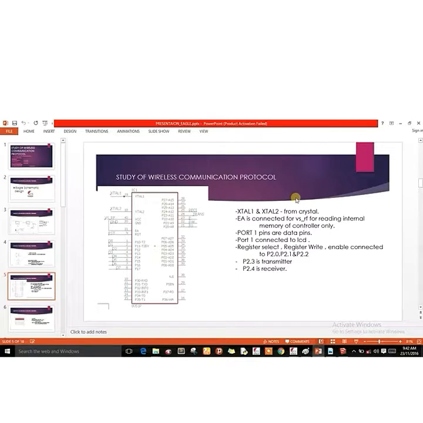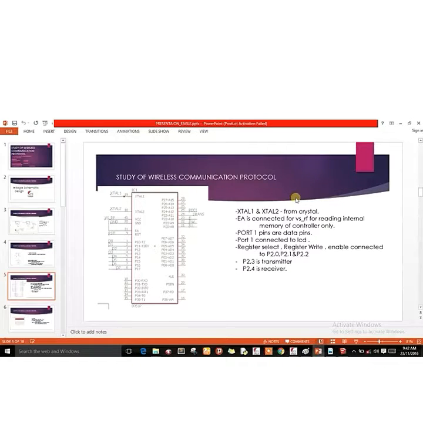Port 1 is connected to the data pins. Along with port pin 2.0, 2.1 and 2.2 are connected to RS, RW and enable pin respectively. P2.3 is our transmitter pin and P2.4 is our receiver pin.